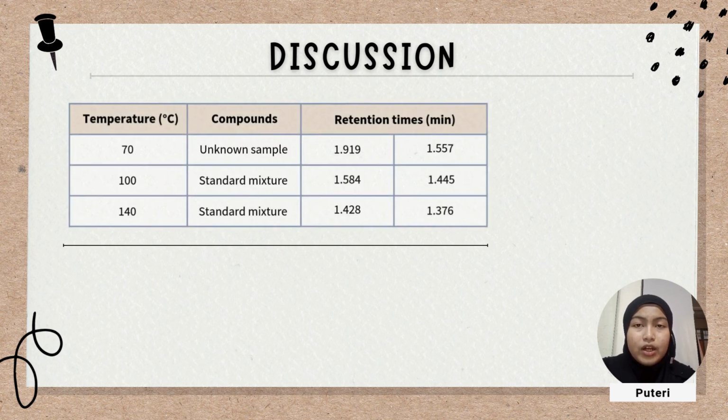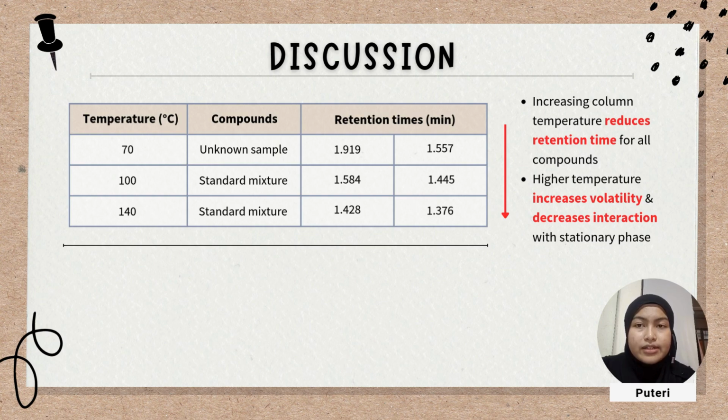As shown in the table, when the column temperature increases from 70 to 100 and 140 degrees Celsius, the retention times for all compounds decrease. This occurs because higher temperature increases the volatility of the compounds and reduces their interaction with the stationary phase, allowing them to pass through the column more quickly.